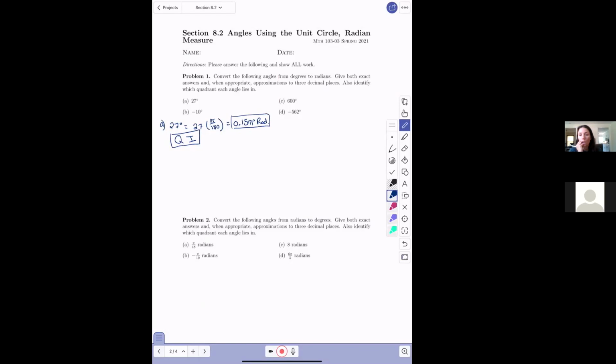So for the first one, I got 0.471, which would be the same thing as 0.15 pi. I would prefer you keep the pi there unless it asks for approximations, which this one does. So we should actually have both. But in general, I prefer just keep the pi, keep it a nice number. Okay. I don't understand how you get it in that form. Like if you're actually multiplying it by pi over 180.